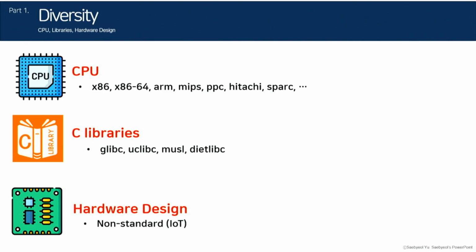C libraries are used for functions such as printf or thread. Instead of relying solely on the GNU C library, we often utilize lighter alternatives like musl or uClibc. Moreover, when we consider IoT devices, the situation becomes even more complex. Unlike PCs, these devices lack a standardized hardware design, which adds another layer of variability.